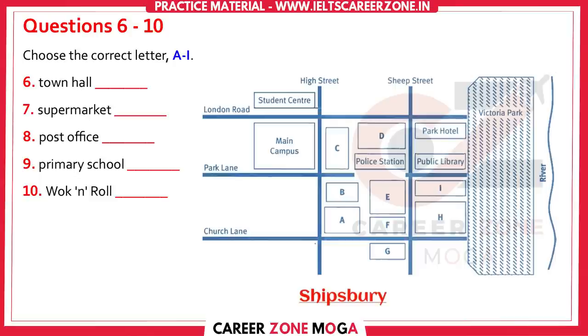On your way back to the student centre, come along Church Lane. At the intersection with the High Street, you'll find Wok and Roll, our most popular Chinese takeaway, and with good reason. The food is delicious, and the prices are terribly affordable. Be sure to place your orders before 7 p.m. on a Saturday night, or you'll be out of luck.